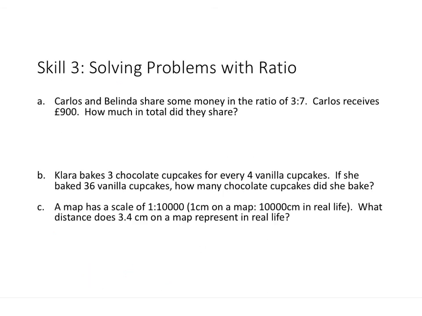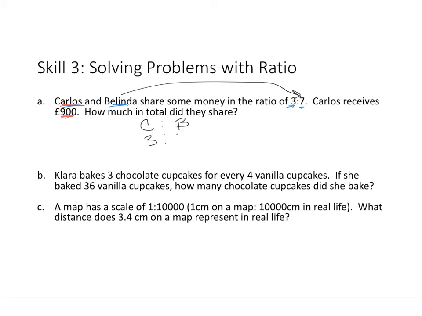And of course, finally, ratios actually apply into word problems and everyday things that we do. So in the first problem, Carlos and Belinda share some money in the ratio of 3 to 7. Carlos receives 900 pounds. How much in total did they share? So we know this. Carlos has 900 pounds, but these two have divided money up in a ratio of 3 to 7. So let's write this out. Carlos to Belinda, and we know Carlos is 3 because his name is mentioned first, and Belinda is 7 because her name is mentioned second.